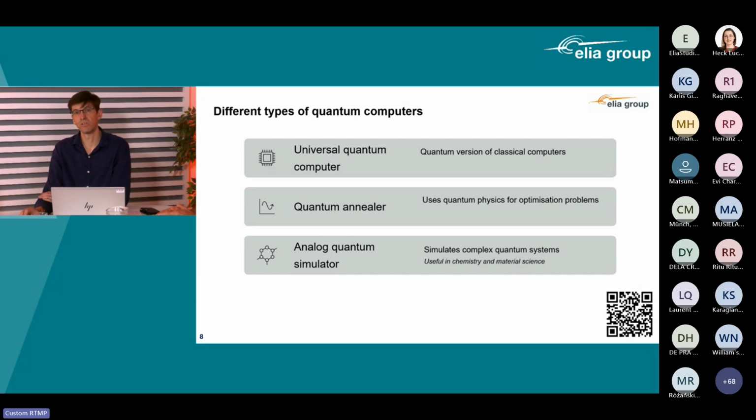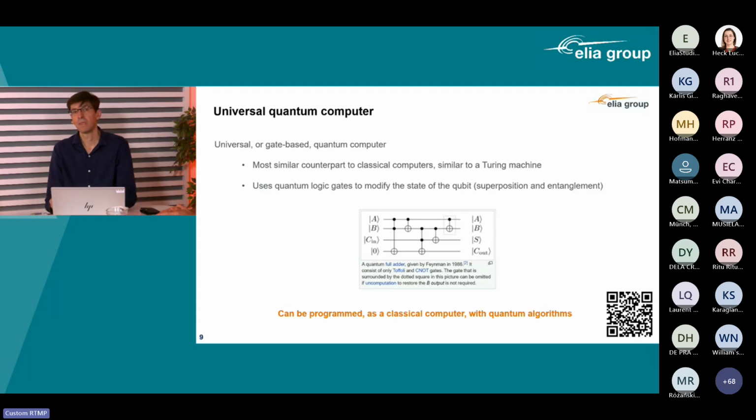But in our case, for the utilities, today we think that the most interesting ones are the universal quantum computers and the annealers. If we look more into detail into universal quantum, those are very similar to classical computers. You can program them. You have different sorts of logical quantum gates in the same way you have gates in classical computers. And these quantum logical gates are going to create superposition. They are going to create entanglement between the qubits. And by putting them together, you can create quantum algorithms.